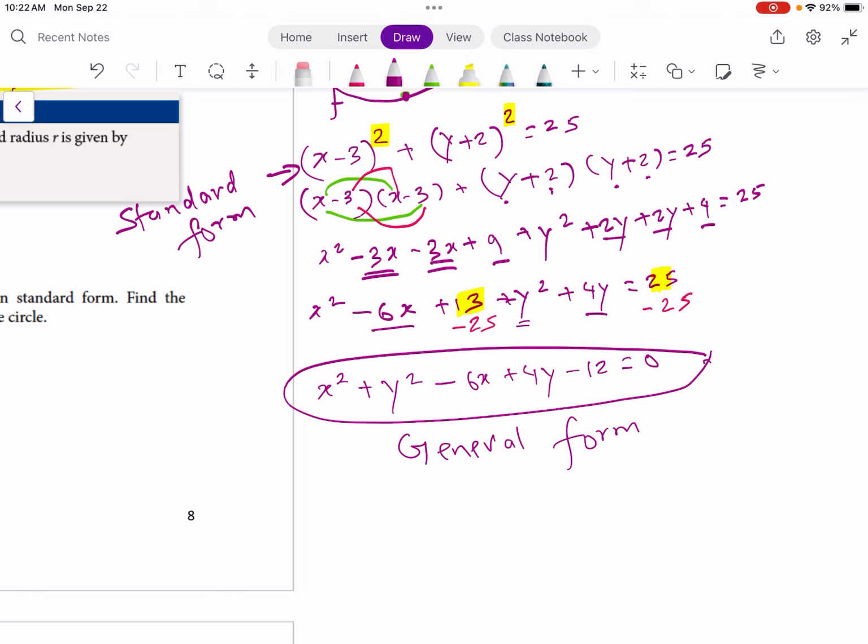On your exam you will be asked to write down a standard form. So your equation has to be in (x minus 3) squared plus (y plus 2) squared equals 25 form. And if you are asked to write the equation in general form, then that is simplifying the standard form. If you simplify the standard form and make 0 on one side, you get the general form. Any question?